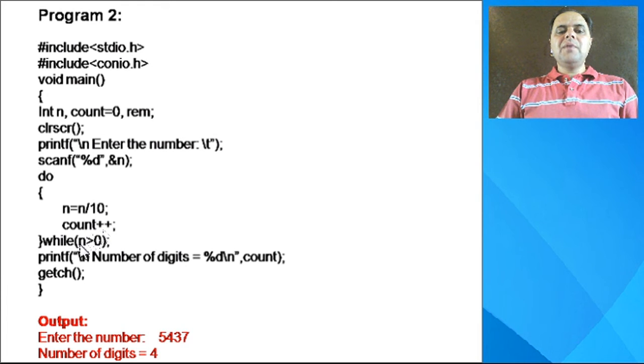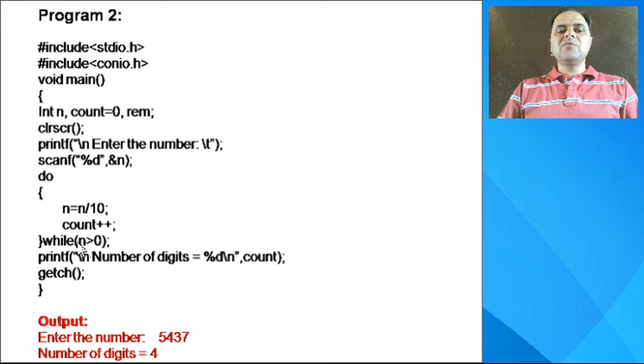Then again, 543 is greater than 0. So again we divide it by 10, it becomes 54. So count becomes 2. 54 is greater than 0. Again it becomes 5. Count becomes 3. 5 is greater than 0. Again it becomes 0. Count becomes 4.